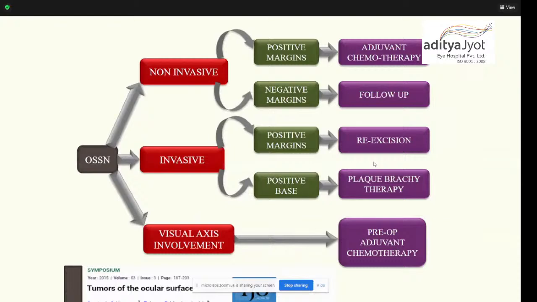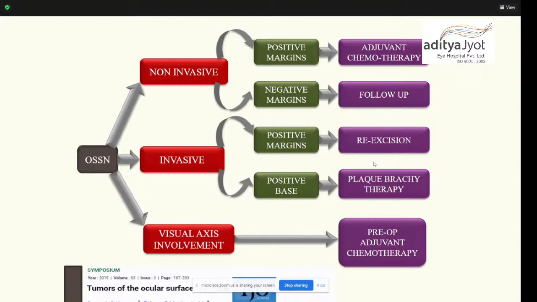So the pathologist will give us a diagnosis like this, whether it's non-invasive or invasive, and whether there is a positive margin. If there is a positive margin, then you have to do an adjuvant chemotherapy. If it is a negative margin, then just follow up the patient. If there is a positive margin, invasive squamous carcinoma, then you have to do a re-excision. Positive base, you have to do a plaque brachytherapy.